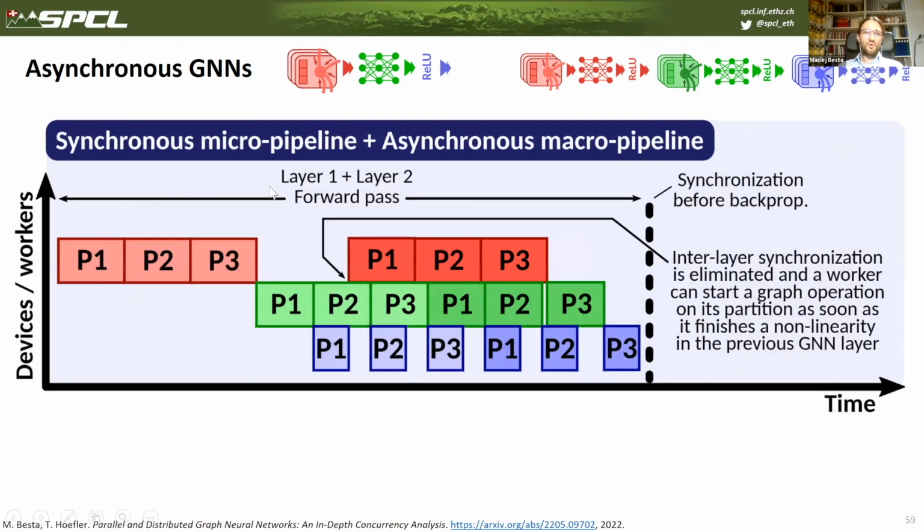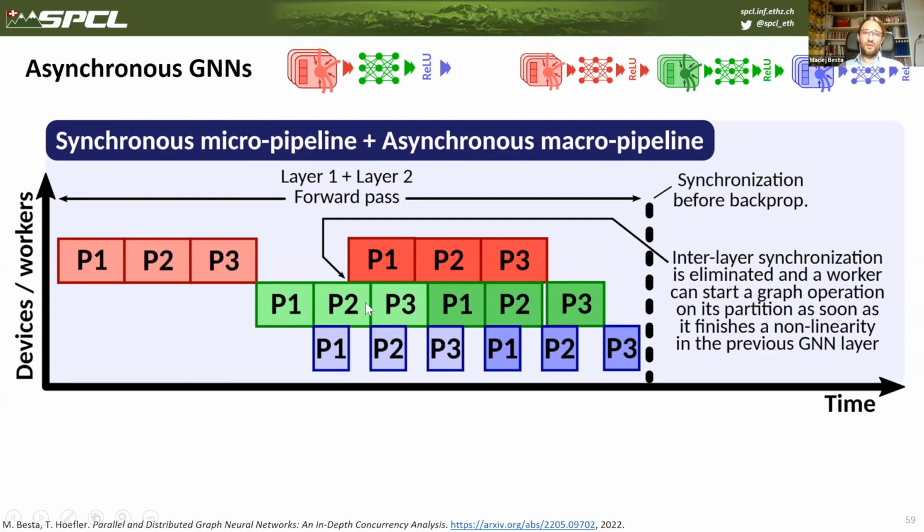Third, the third combination we may apply is having the micro pipeline synchronous, but introducing asynchrony at the macro pipeline level, right? So that means that in the micro pipeline, worker 2 still has to wait for all the graph partitions to finish their graph convolution stage before grabbing those outcomes for the neural network stage, the dense part, right? But we no longer have this synchronization between the layers, which means that we can now start processing the corresponding computation belonging to layer 2 as soon as we finish processing the nonlinearity of the first partition of the previous GNN layer, right?